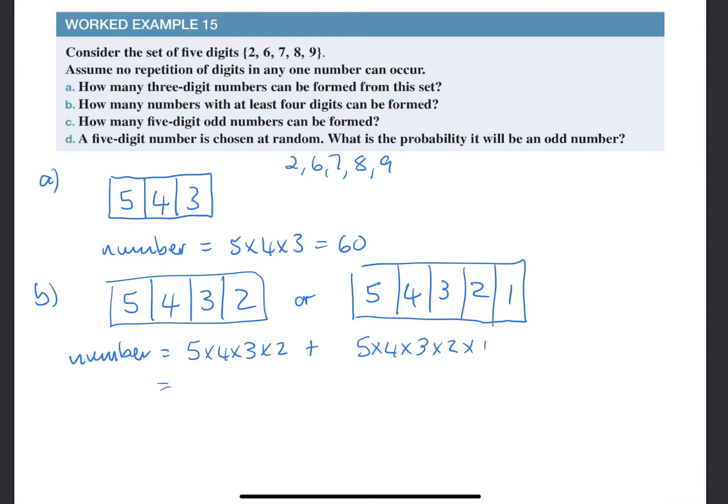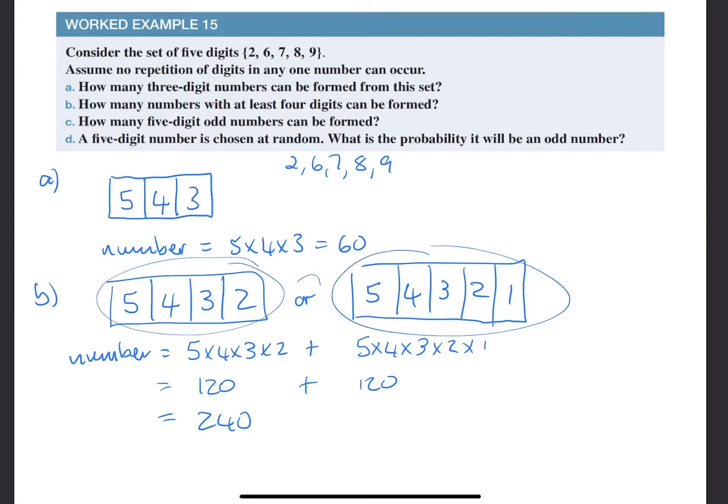This will give us 20, and 20 times 6 is 120. Plus 5 times 4 is 20, 20 times 6 is 120. So you see both are 120. So there are 240 different numbers which have at least 4 digits, either 4 or 5.